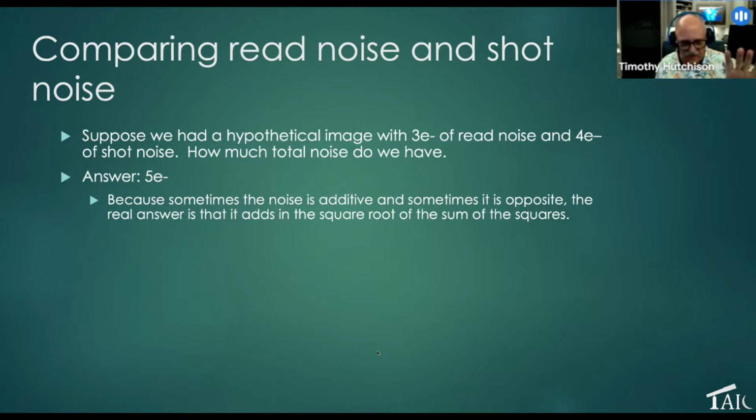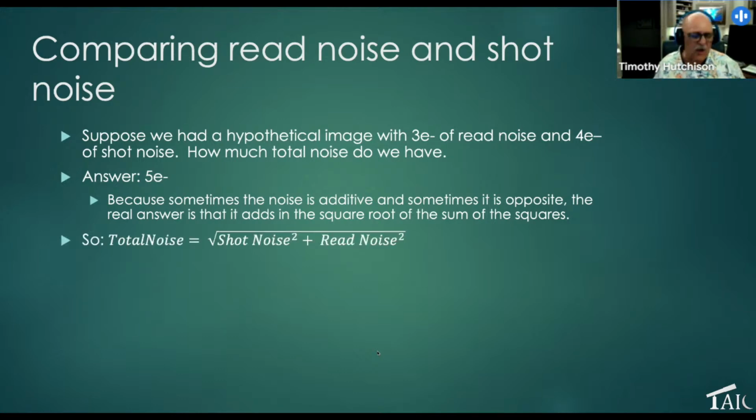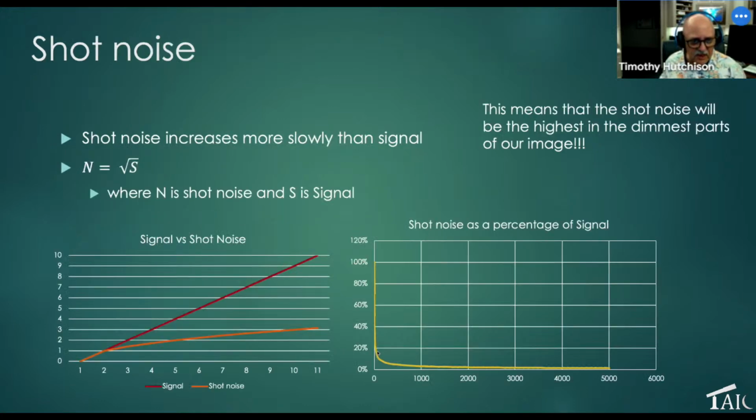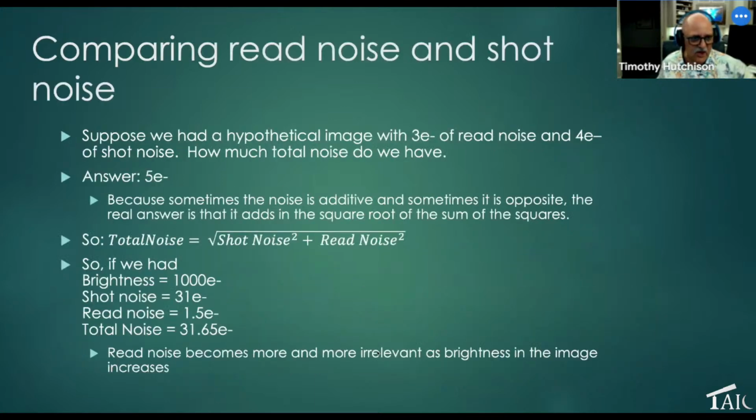Now let's take a more realistic example. So there's our formula. The total noise is the square root of the sum of the squares of those 2 bits of noise. So if we had a brightness of 1,000 electrons, if 1,000 electrons were excited by photons and introducing current, we know that the shot noise is the square root of the signal, right? So if we have 1,000 electrons in signal, we have 31 electrons in shot noise.